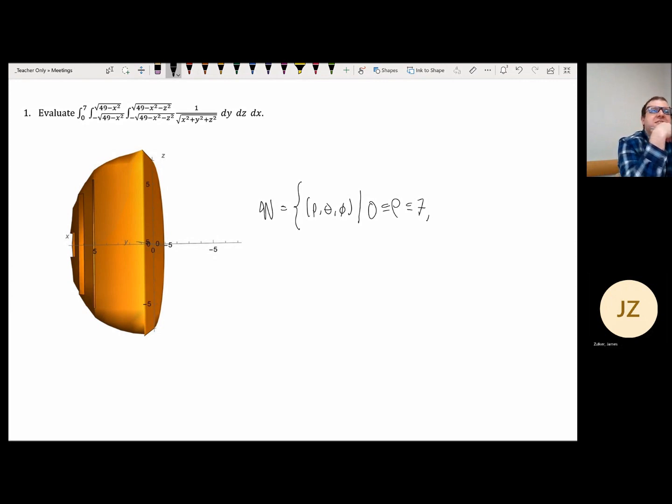Theta. Theta is the same as polar. Take the projection of your point, call it P prime, onto the XY plane. Theta is the angle that the ray OP prime makes with the positive X axis. We're looking at the front half of a sphere. That means X is non-negative, and Y can be anything. So what would the bounds for theta be in that situation?